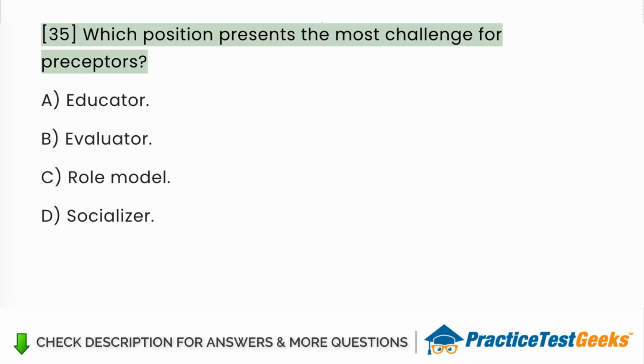Which position presents the most challenge for preceptors? A. Educator. B. Evaluator. C. Role model. D. Socializer.